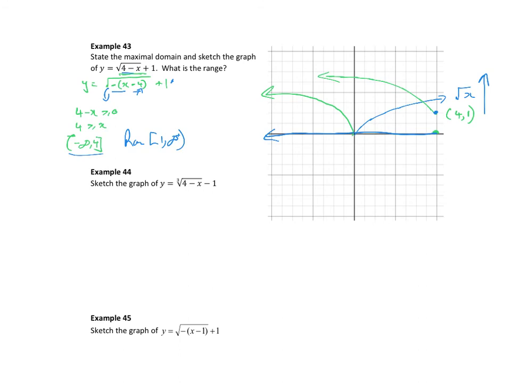Let's find a y-intercept just to see if we're on the right track. Put x equal to 0. y is equal to the square root of 4 plus 1, which is 2 plus 1, which is 3. Which looks really quite feasible, doesn't it? So everything seems reasonable.